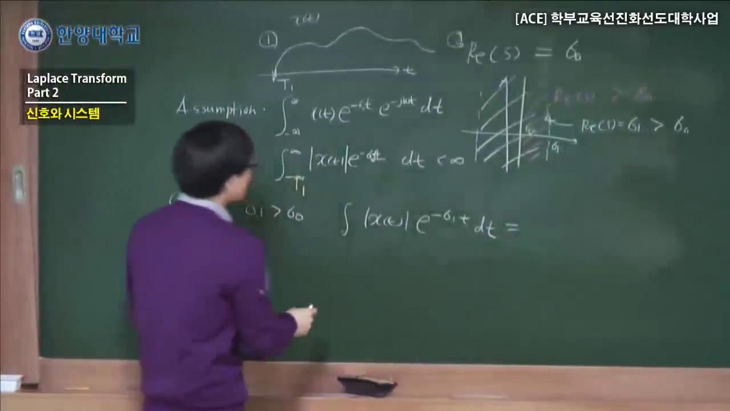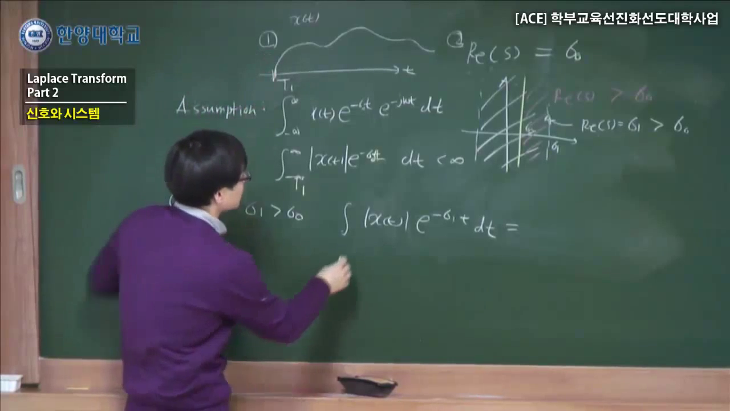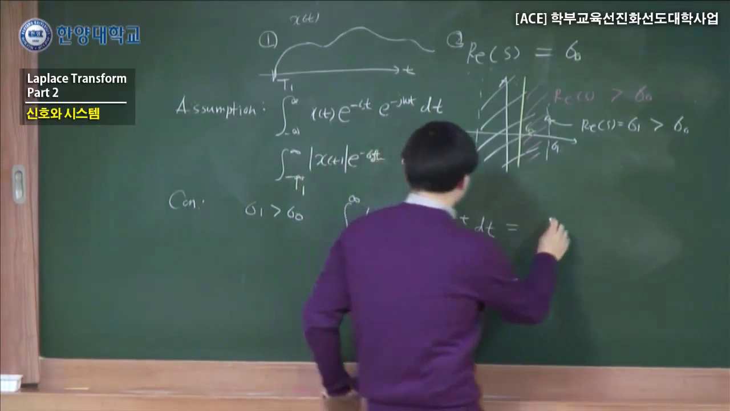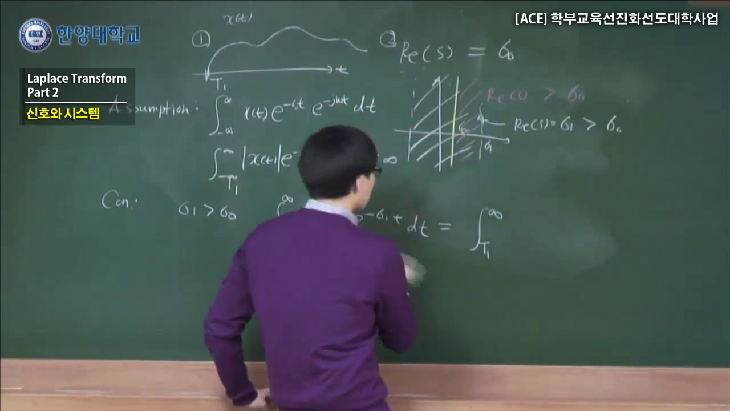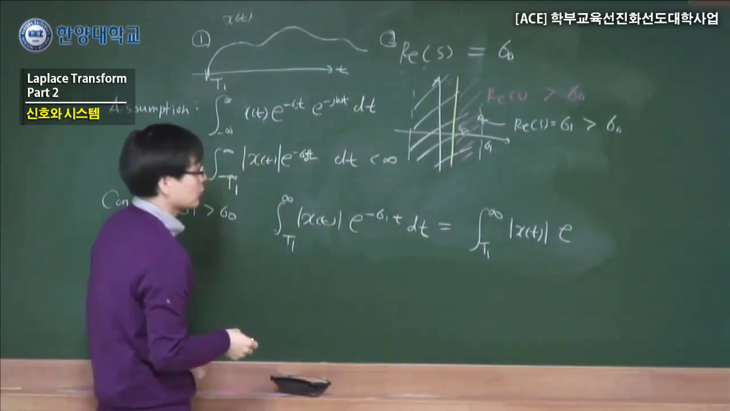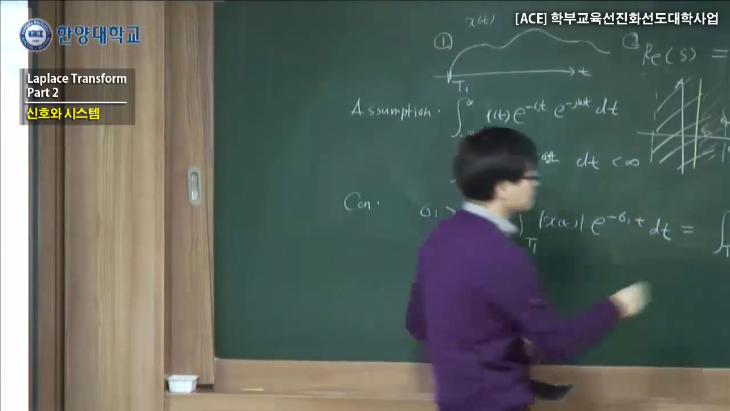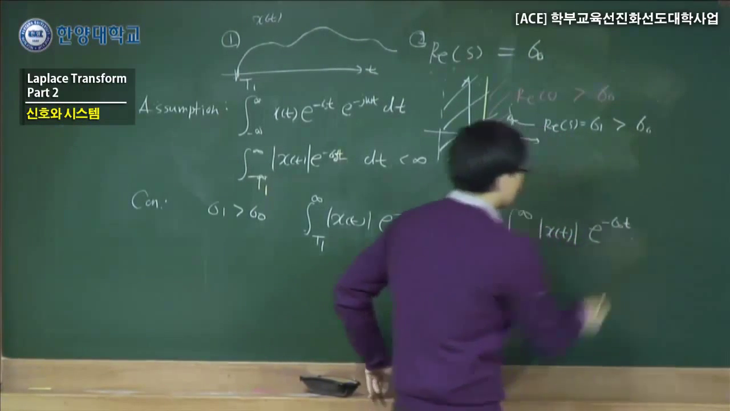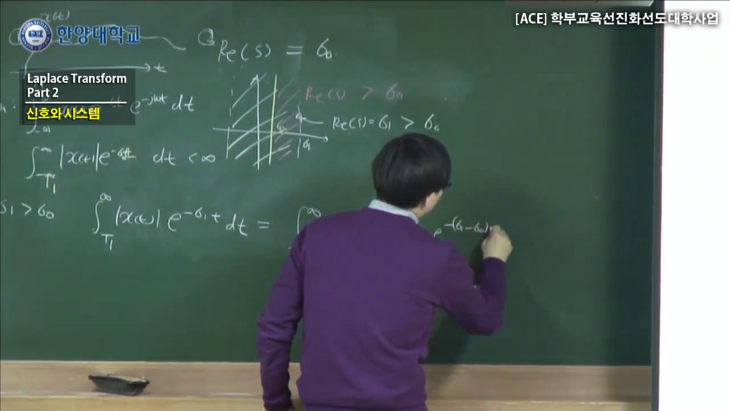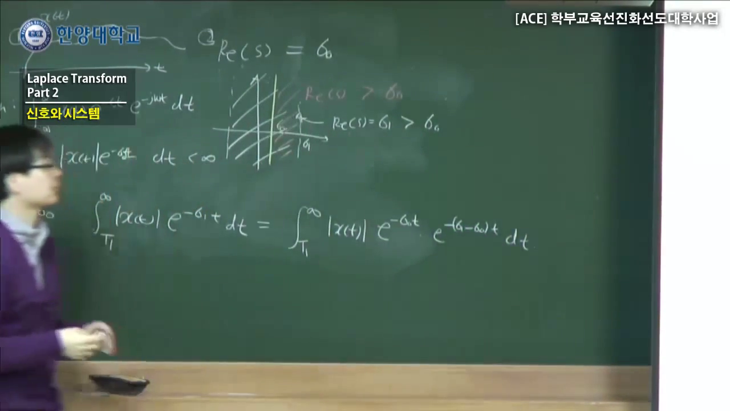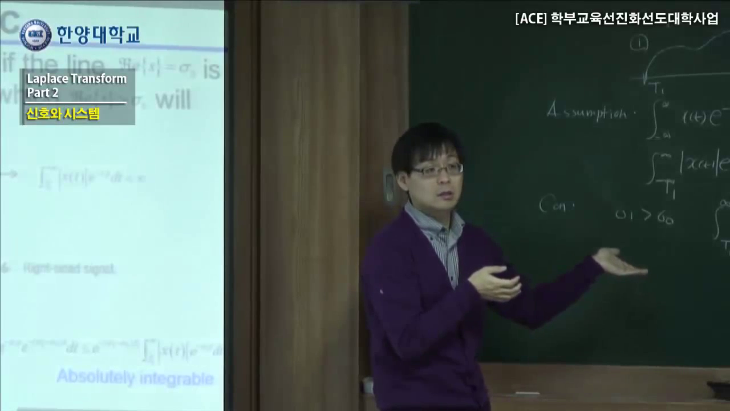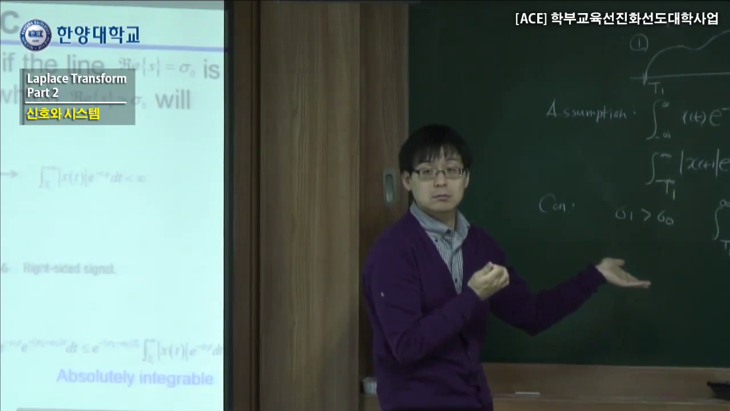And then, of course, still we are writing this signal, from minus infinity to t1 is 0. So t1 to infinity, that looks like this. Then we divide e to the delta 1, and delta 1 is larger than delta 0, so we can split them as x(t) e to the minus delta 0 t times e to the minus (delta 1 minus delta 0) t dt. This is how we can define it. Any question regarding this? No?